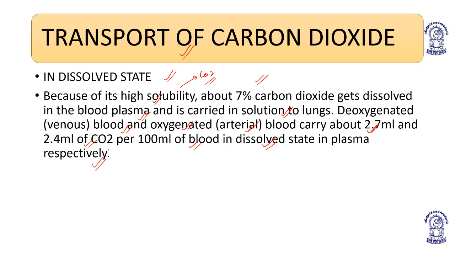In dissolved state, you can see the CO2 gas is much more soluble in comparison to oxygen. Around 7% of carbon dioxide gets dissolved in blood plasma and is carried in solution to the lungs. Deoxygenated or venous blood and oxygenated or arterial blood carry about 2.7 ml and 2.4 ml per 100 ml of blood respectively, the amount of CO2 in dissolved form.